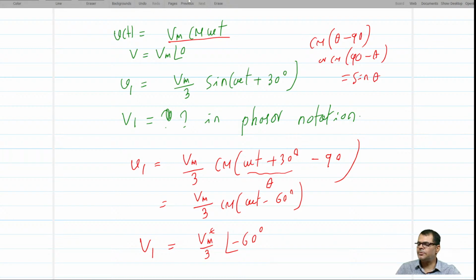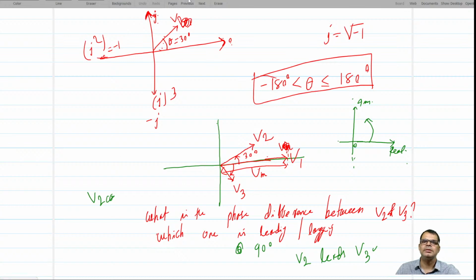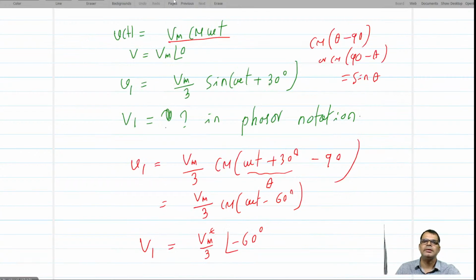So after discussing the phasor notation, we'll move to the actual elements and how they behave. First we'll do the resistor.